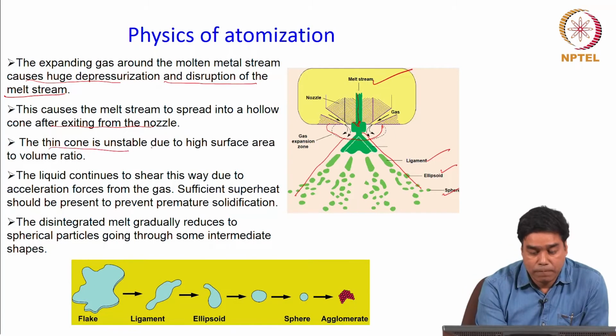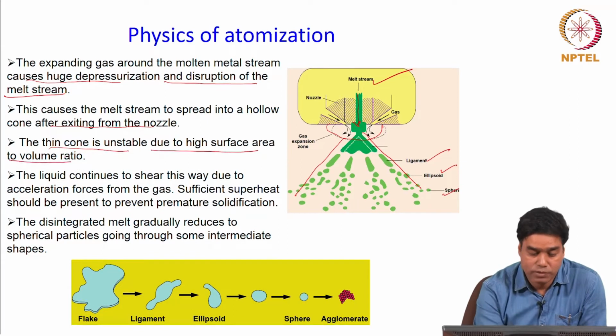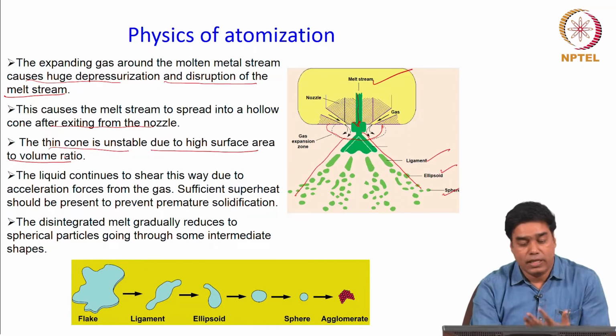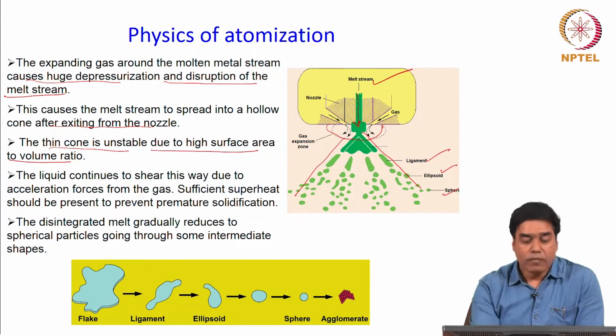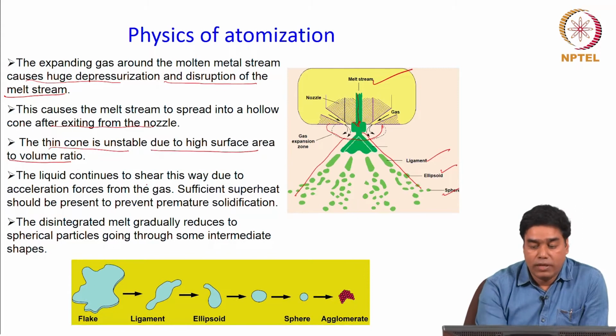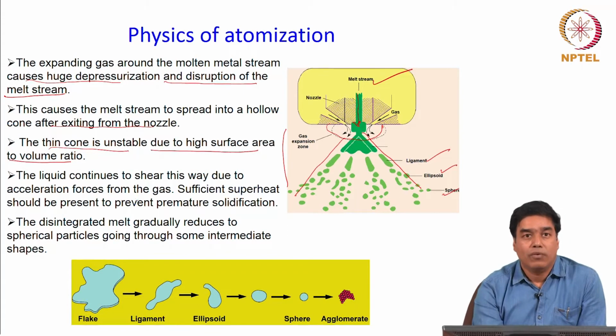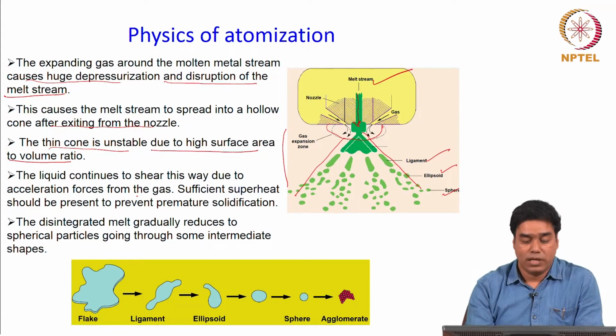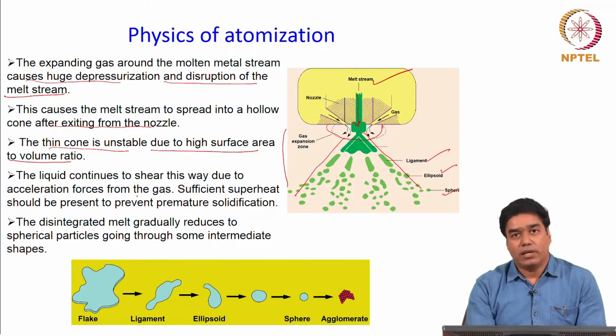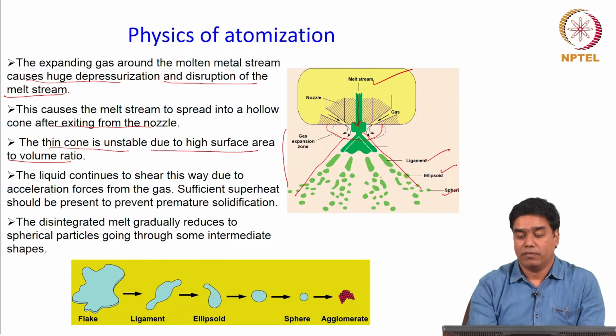Okay. This thin cone of liquid stream also has a high surface area to volume ratio. Okay. And due to that, it becomes quite unstable, and as the liquid goes through this chamber, it continues to shear due to acceleration forces from the gas, which leads to instabilities in this metal stream, and it is broken down into finer fragments, for example, ligaments and ellipsoids, as I said.